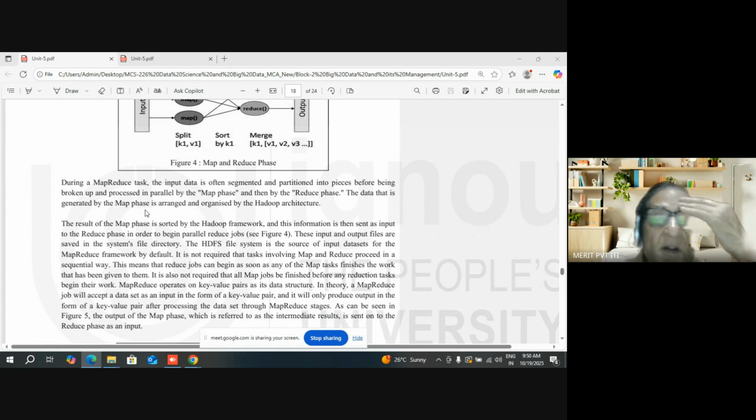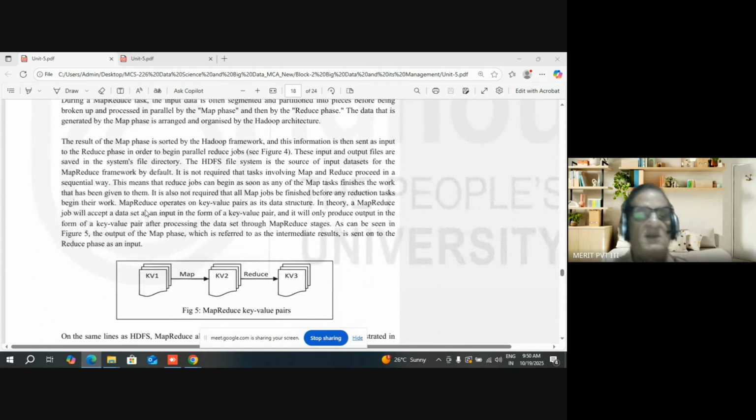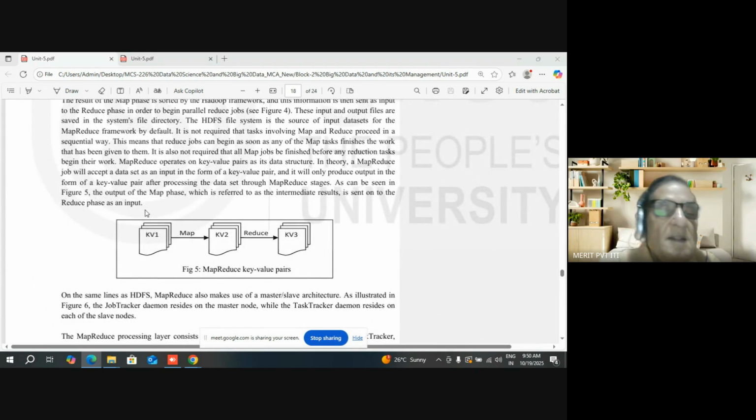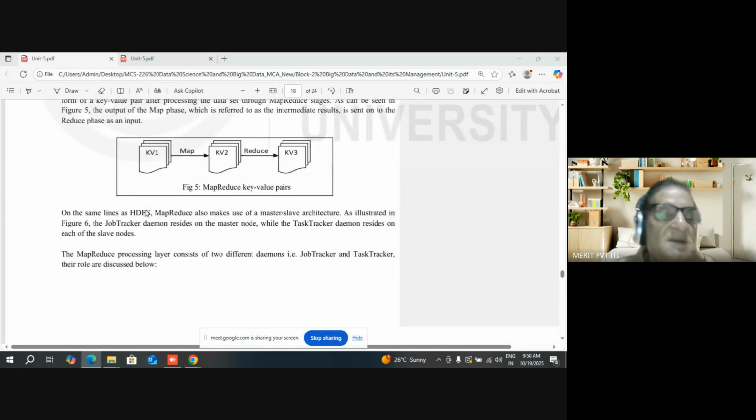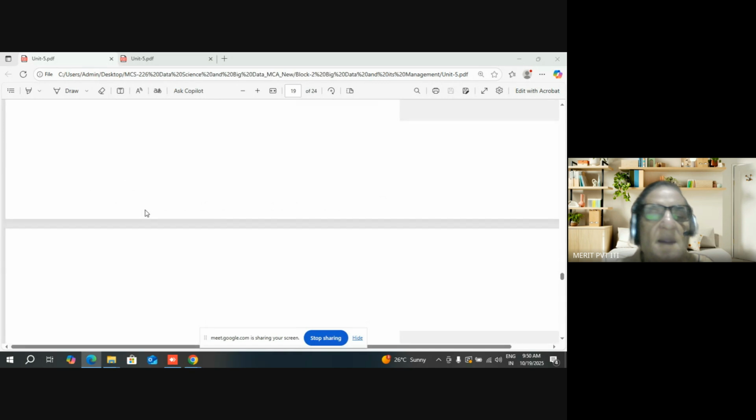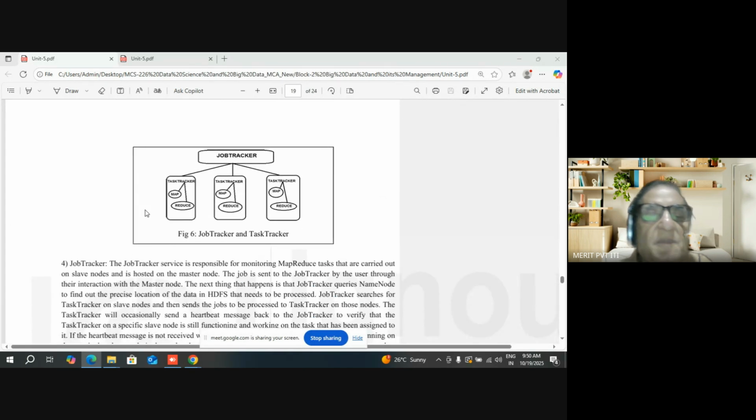Figure 4 shows this. These input and output files are saved on the file system. So that one you can see this. This is the MapReduce. In the same line as the HDFS, MapReduce also makes use of master and slave architecture, as illustrated in figure 6. This is the job tracker, the reduce, and this is a map, and that's the task tracker.